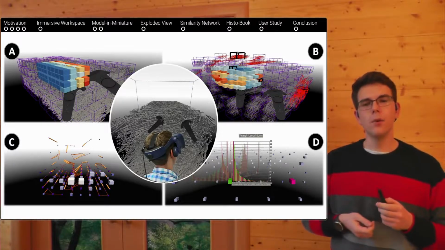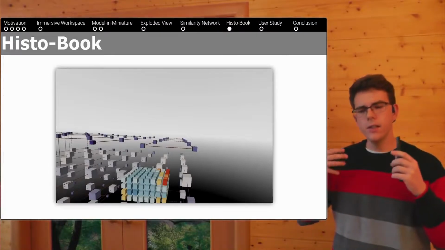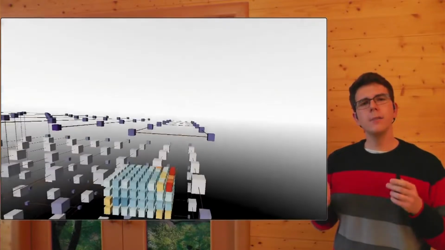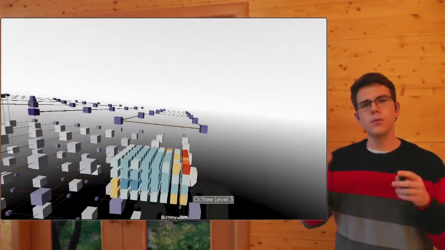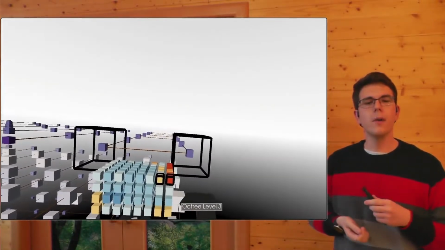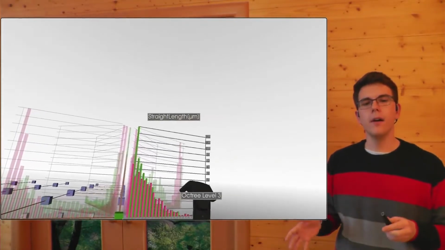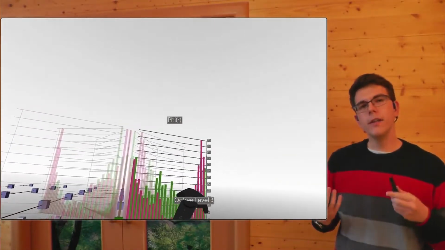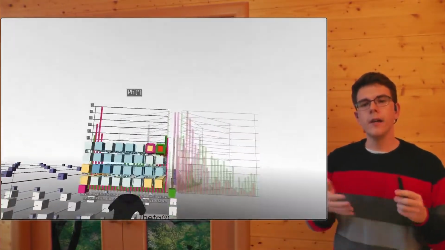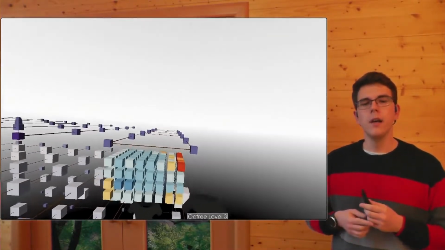Next, we have the Histobook. The expert also wants to see the distribution of these characteristics in more detail between these regions. So the user has the possibility to select up to two regions for which you can then compare the distribution of the fiber characteristics in more detail. And these histograms are organized using a book metaphor. Through a page turning gesture, the users can switch between these different distributions, look at them in more detail, and see the difference between these regions and what they're made out of.